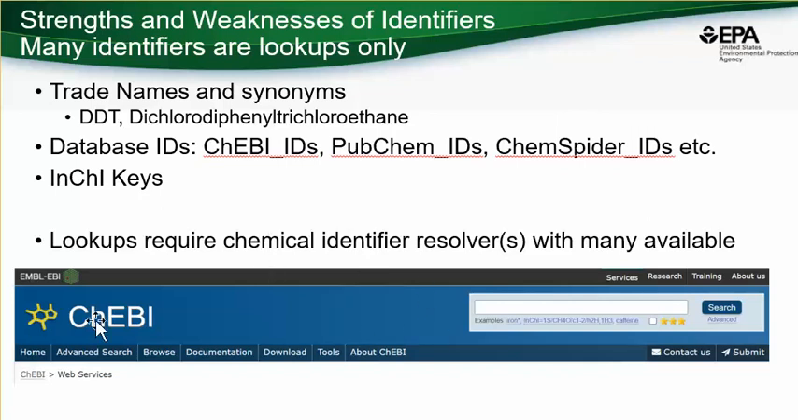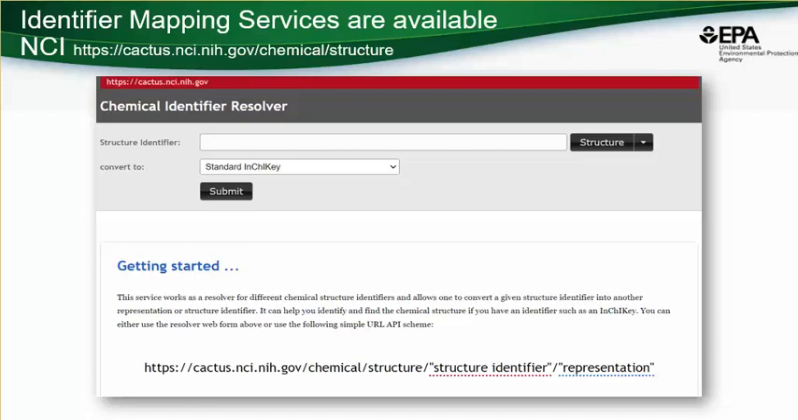Again, this is from EBI, the European Bioinformatics Institute, and the National Cancer Institute, NCI, have built up their identifier mapping service. This has been online. The chemical identifier resolver has been online for years and is used by tens of thousands of people at this point. And you can convert between different identifiers. If you're not aware of this, I recommend you check it out.